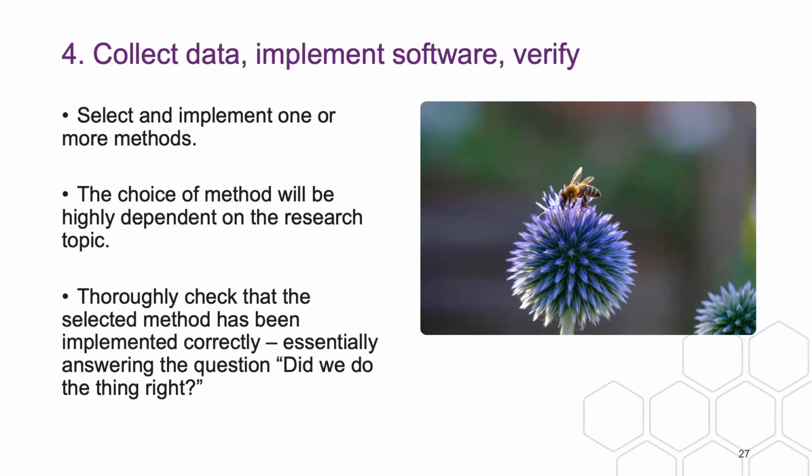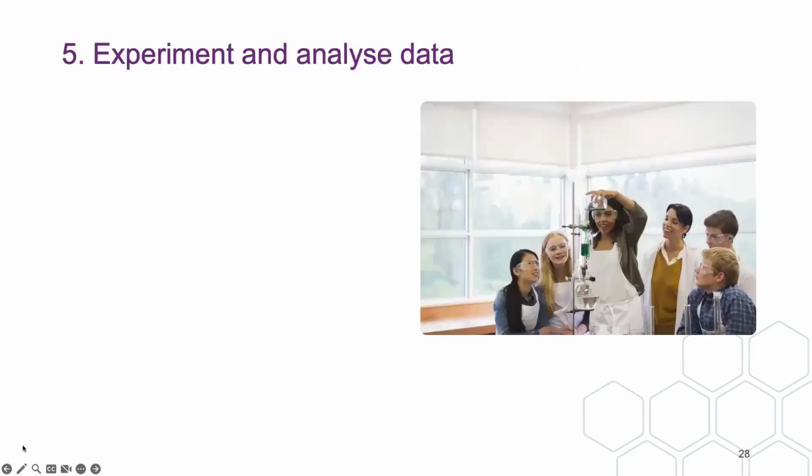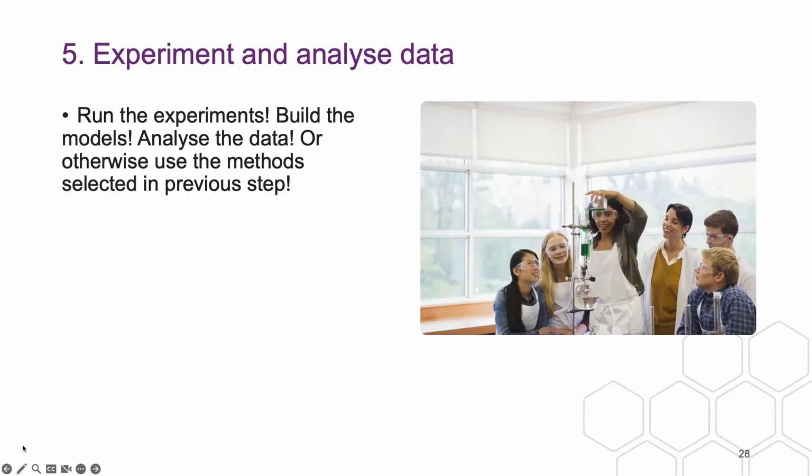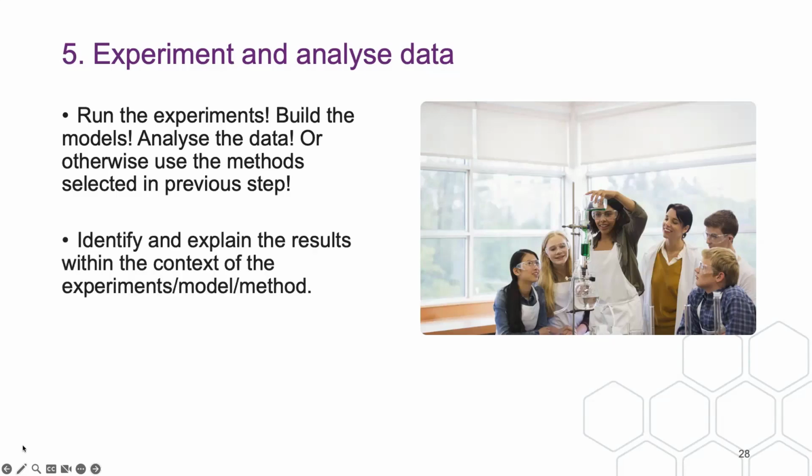It's about answering the question, did we do the right thing? Oh, sorry, did we do the thing right? Important distinction there. And at step 5, you're going to then want to experiment and analyze the data. So you will, of course, run the experiments, build any models that you need, analyze the data, or otherwise use the method selected in the previous step. And you'll need to identify and explain the results within the context of the experiments and the model or the method that you're using.